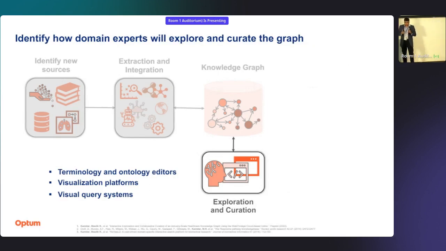Because we're talking about knowledge graphs in healthcare and life sciences, it is very important to continuously explore and curate your knowledge graph with subject matter experts who are proficient in these domains, but may or may not be aware of semantic web standards or graph query languages like SPARQL or Cypher. And so we are thinking about developing tools that could enable your subject matter experts to interact with the knowledge that is stored in the graph. This can be terminology editors, visualization platforms, visual query systems, things like that.